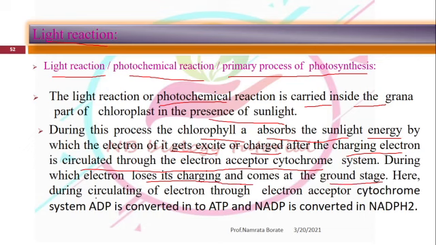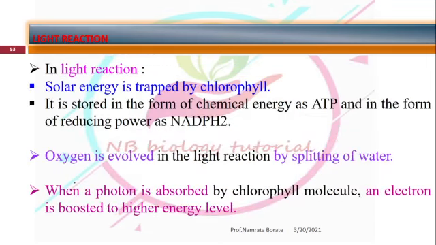Here, during the circulating of electrons through the electron acceptor, that is known as the cytochrome system, ADP, that is adenosine diphosphate, is converted into adenosine triphosphate, and the NADP is converted into NADPH2.